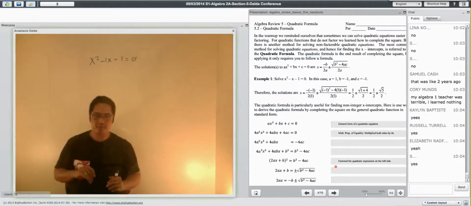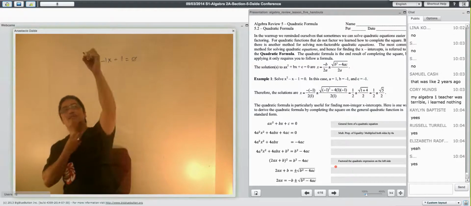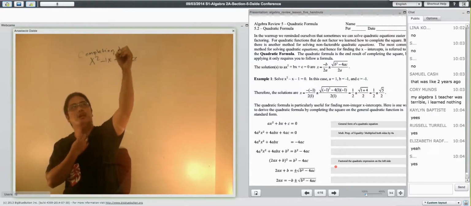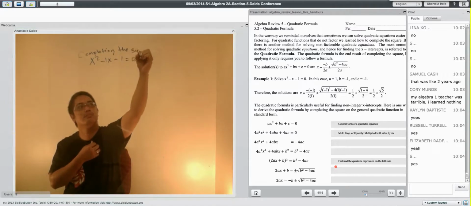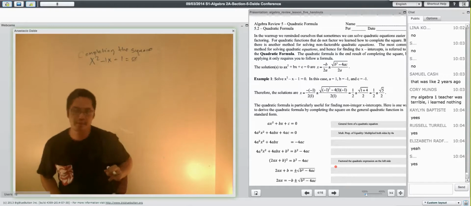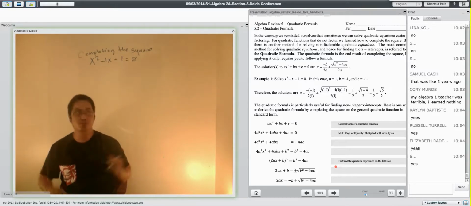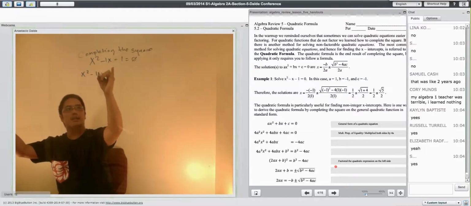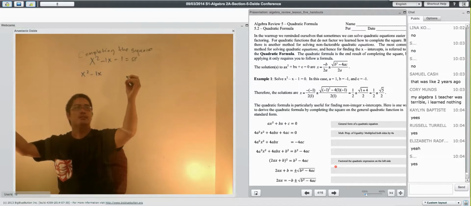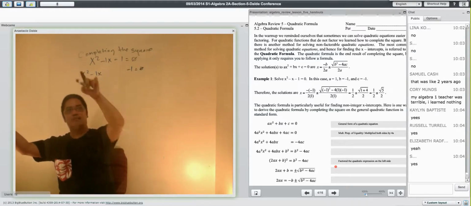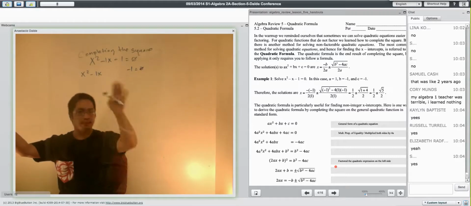All right. So what I'm going to do right now is I'm going to show you completing the square. And I'm going to show you this trick I use. I'm going to write this equation down, x squared minus 1x minus 1 equals 0. And all I did was I rewrote this equation, but I just put a big space in between.